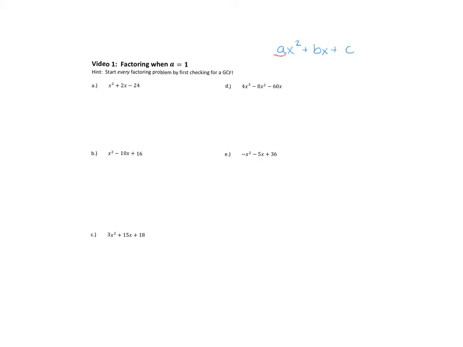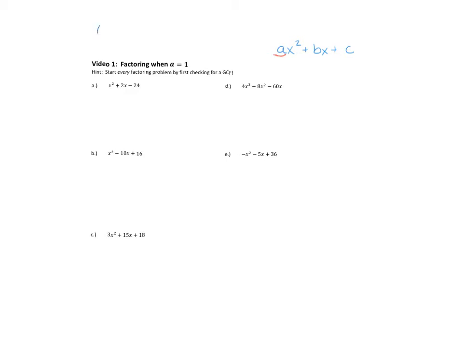So when a is 1 gives us our most simplest form of a trinomial, such as you see here in example a, where there's no number in front of the x squared, and if there's not a number there, then it's an understood 1. And this gives us the most basic types of factoring when it comes to factoring a trinomial. So now let's talk about what I mean by factoring.